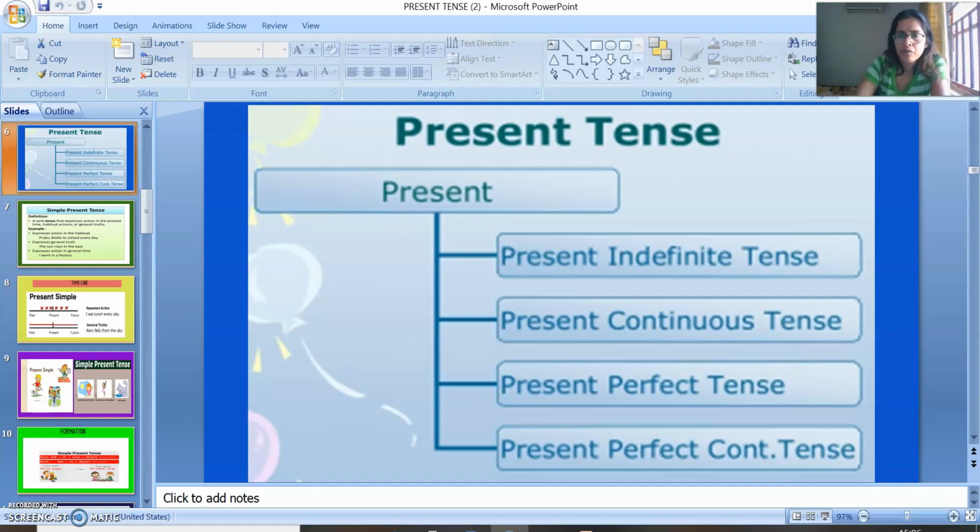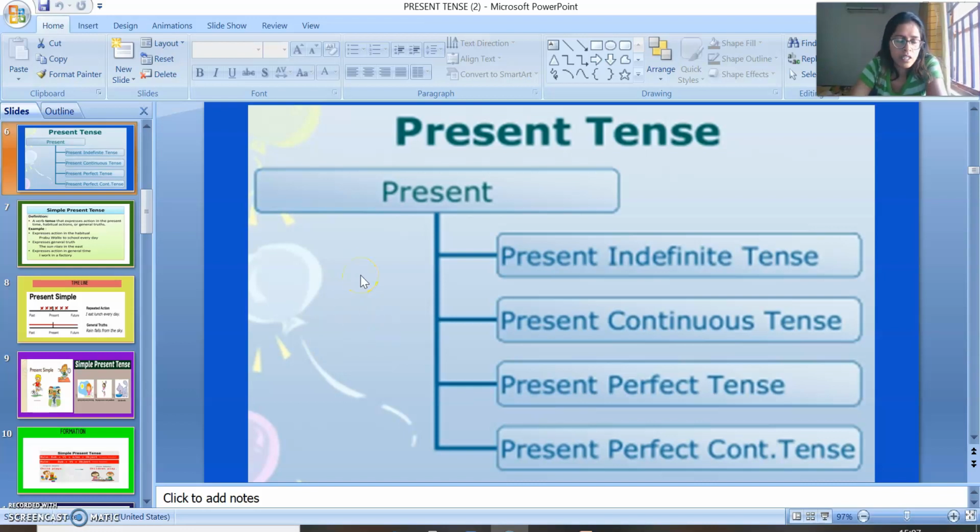And today I'm going to discuss present perfect tense and present perfect continuous tense. So, in my last video, I discussed present indefinite tense and present continuous tense. But today, I'll focus on present perfect tense and present perfect continuous tense. Before I start my session, let's have a small recap of what I taught you in my last video.